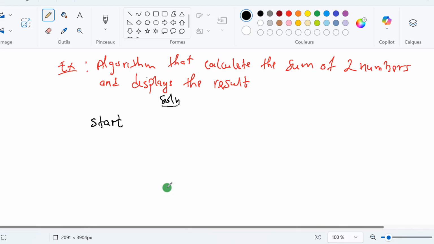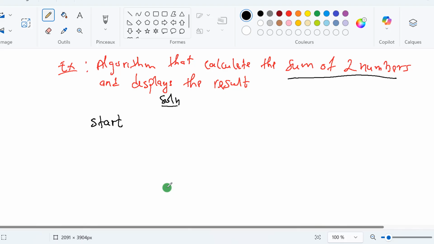Now, yeah, this problem you're raising. The algorithm calculates the sum of two numbers. But you ask yourself, can you calculate a sum without even having the numbers? No. So from just this sentence, you realize that you need inputs, and the inputs here are the numbers I need to sum.